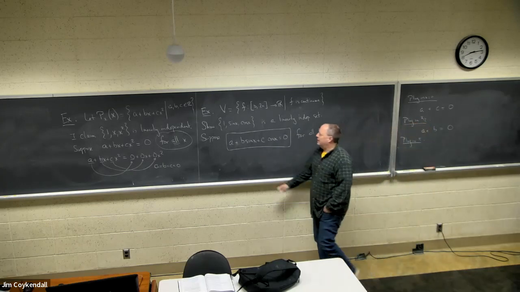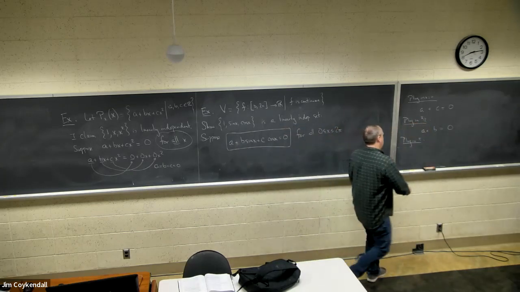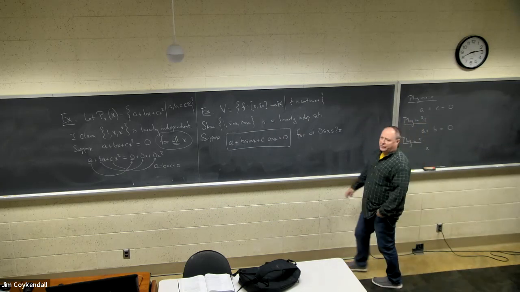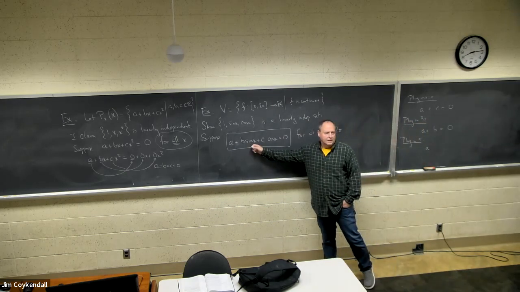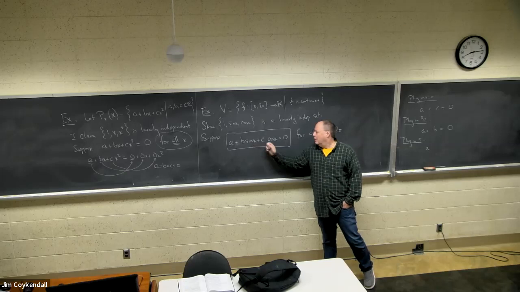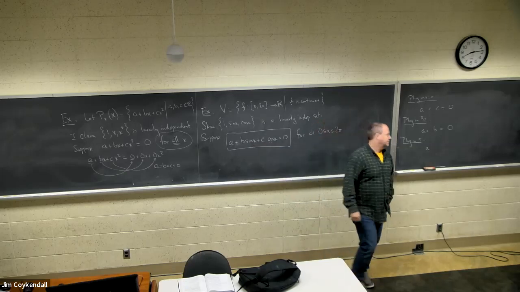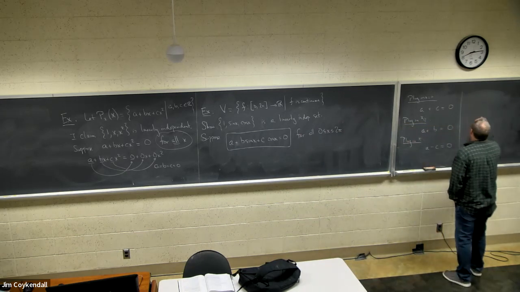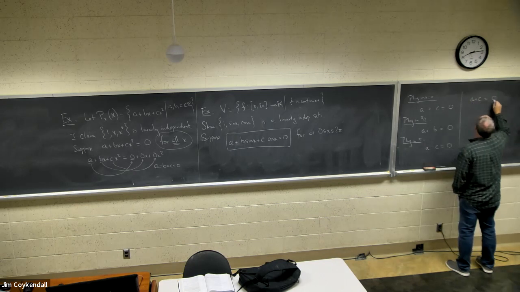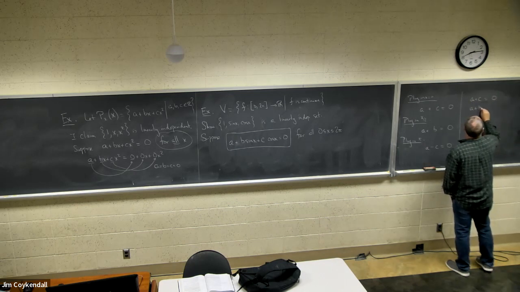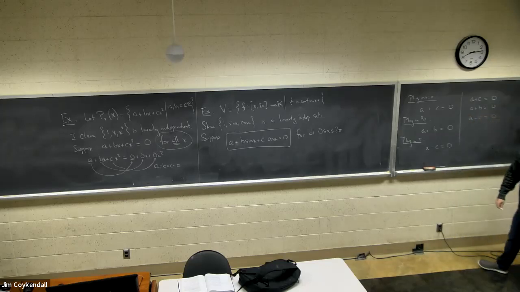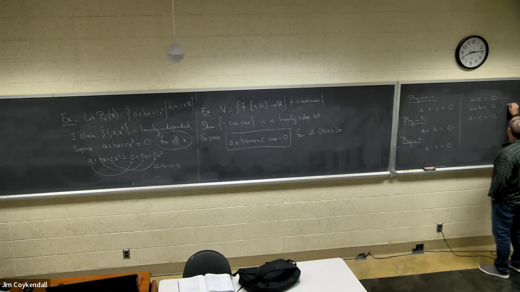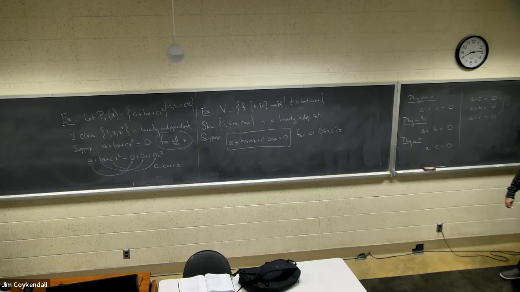Plug in pi for x. A. What's the sine of pi? 0. What's the cosine of pi? -1. So we have these three equations. Everybody okay with that? Add these two equations here. So see, we're doing linear algebra to do linear algebra.